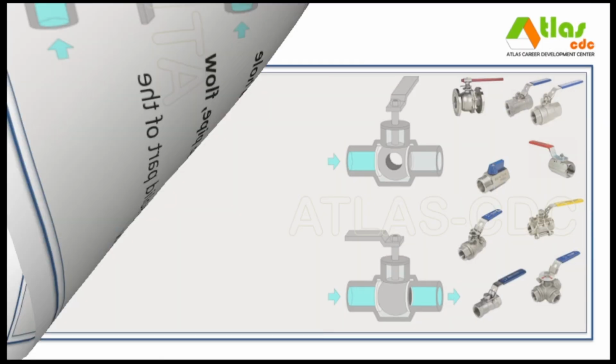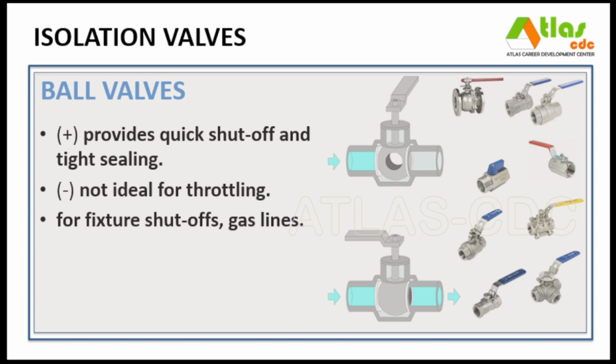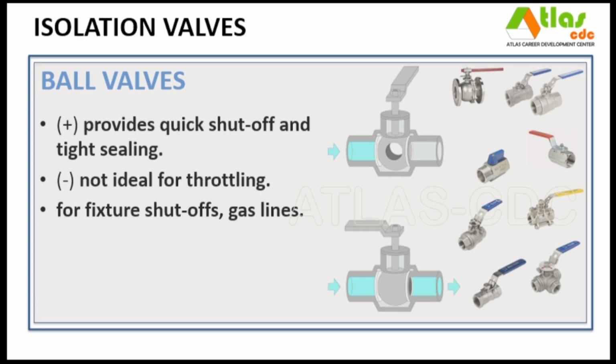A ball valve provides quick shutoff with a tight seal and is ideal for applications needing reliable on or off control. It is not ideal for throttling or partially open flow control, as the ball design can cause turbulence, erosion, or inaccurate control. Its typical uses are for fixture shutoffs such as under sinks or toilets, gas lines, water supply lines, and HVAC systems.